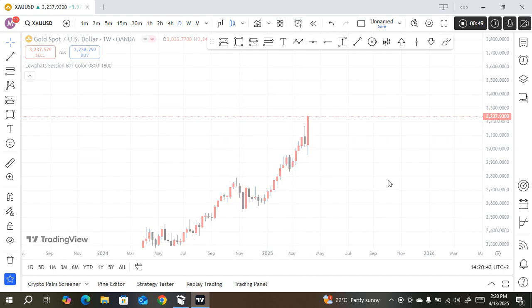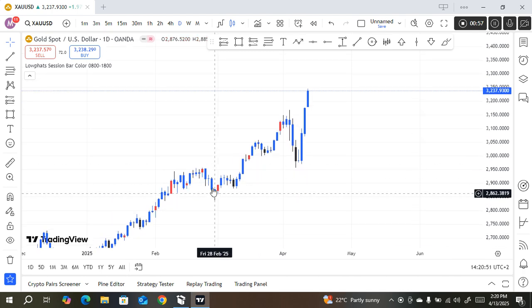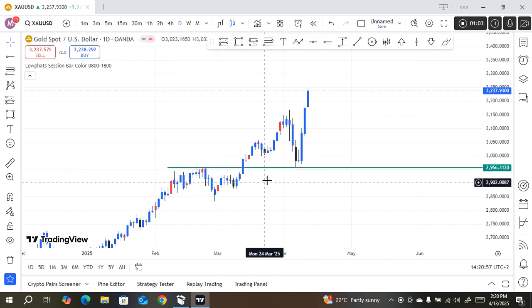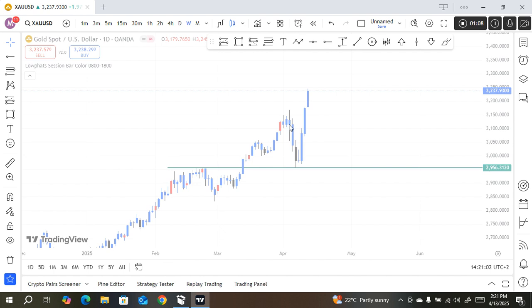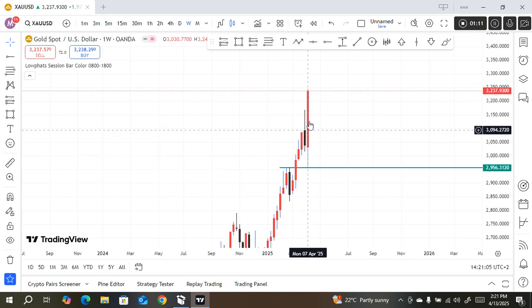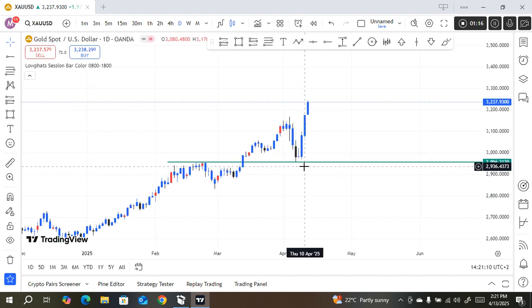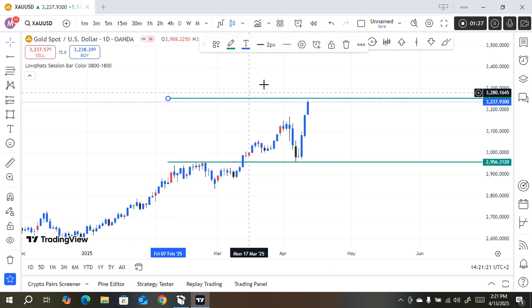Now when I go to the daily time frame, you see on Monday the market just came here and tested somewhere here, and then from here it kept on pushing. That is why when you come to the weekly time frame, you see this bullish trend. So if that is the case, when we come to the daily time frame, you can clearly tell that this is our current low, and here is our current high.